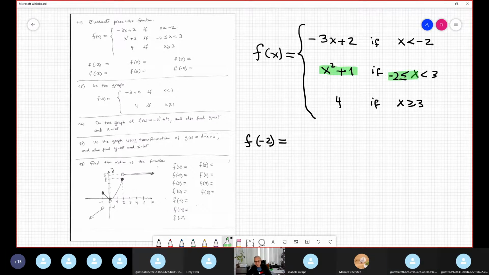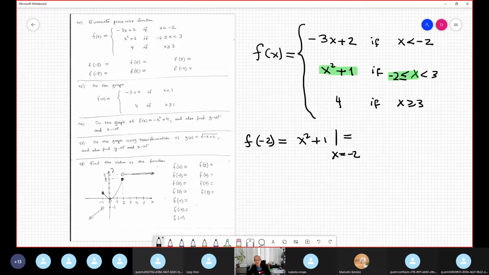Because -2 is a confusing point. -2 is here and here, but in the first part it is not equal, and in the second part it is equal. Therefore, the point -2 actually belongs to the second part. So you select that expression and plug in -2.